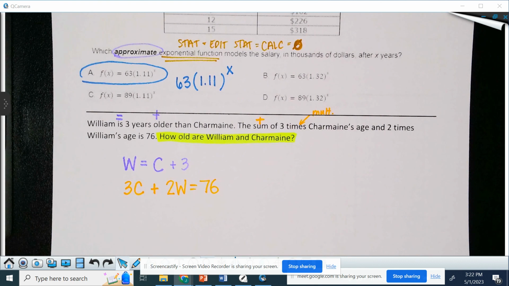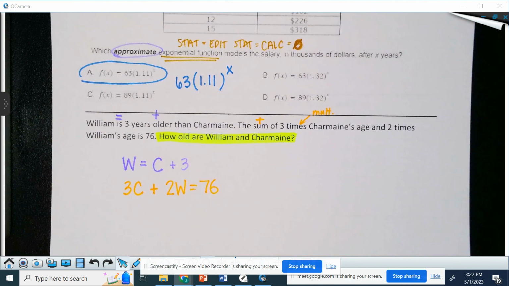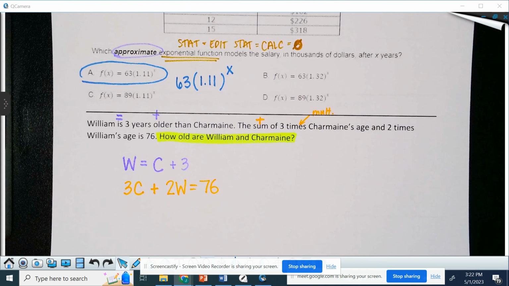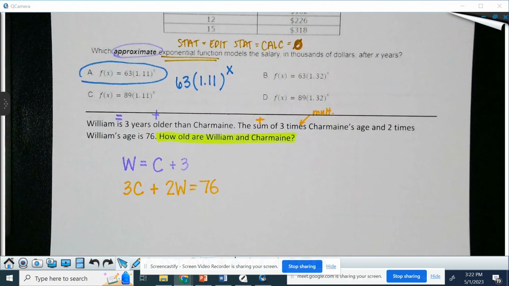We have a system of equations right now. This is like those old school ones where we're graphing them in a calculator. Again, this is likely not to be a calculator active question just because the numbers are so small. Now we need to find out how old are William and Charmaine. So we have to solve for W and we have to solve for C. That first equation, W is.